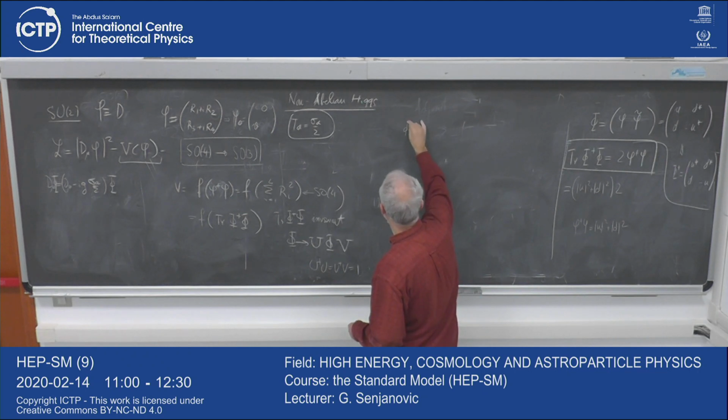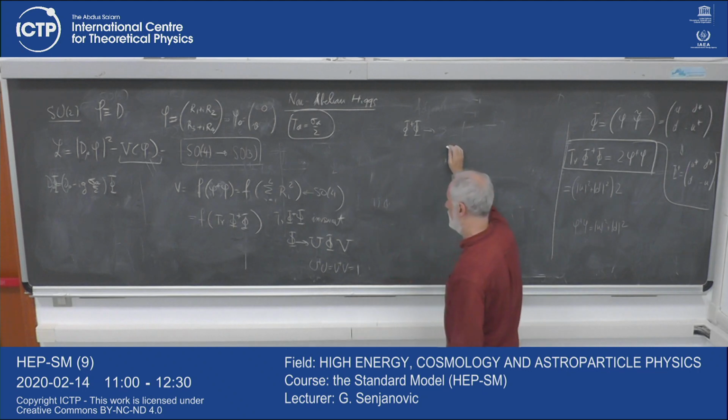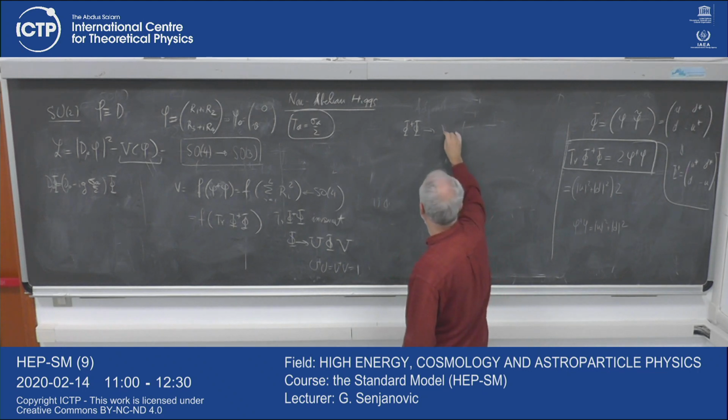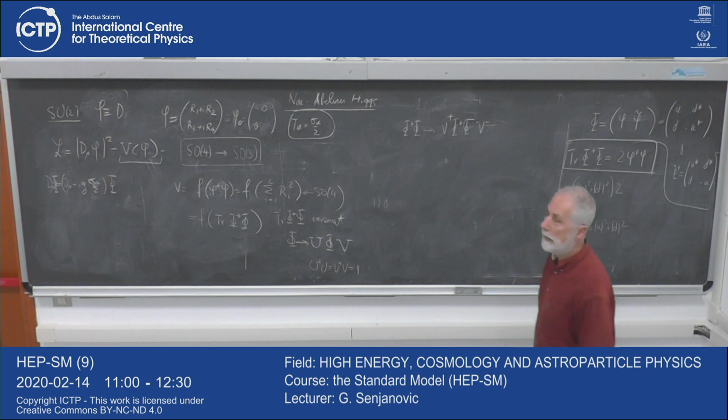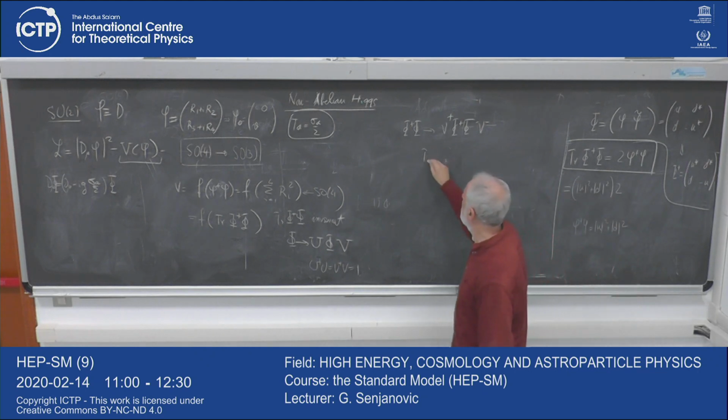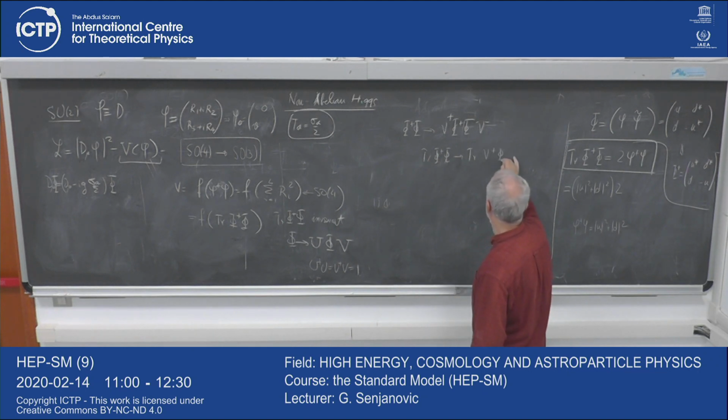The phi dagger phi transforms into v phi dagger phi, no, v dagger v. Correct? So the trace of phi dagger phi goes into the trace of v dagger phi v, which is the trace of v dagger phi dagger v, which is invariant.